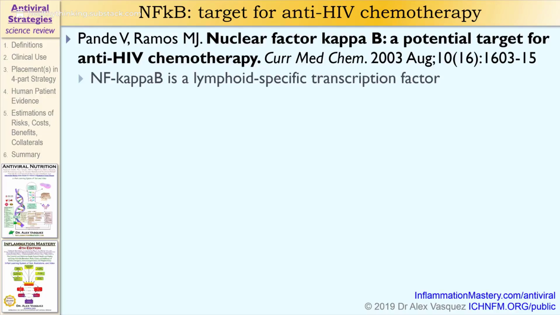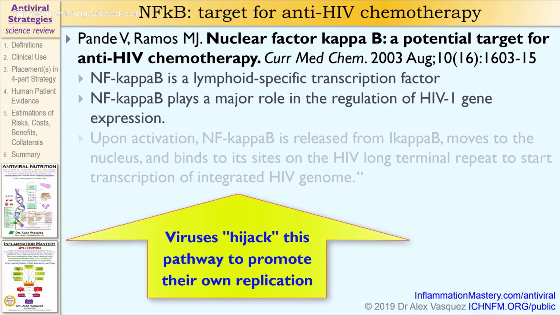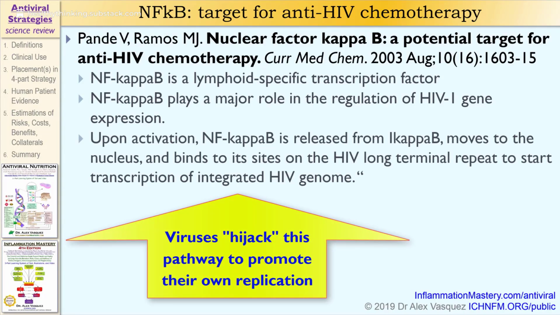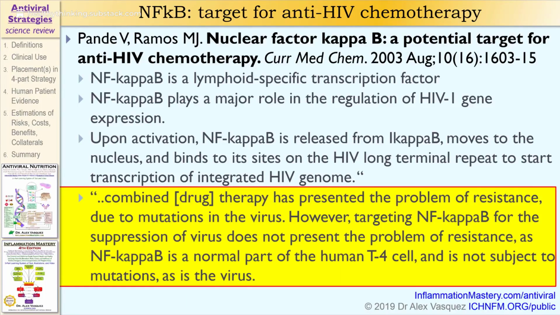So again, NF-kappa B is a transcription factor critical to the expression of inflammation-related genes. NF-kappa B, as you can see here, plays a major role in the regulation of HIV gene expression. Upon activation, NF-kappa B is released from the inhibitor kappa B protein, moves into the nucleus, binds to its sites on the HIV long terminal repeat to start transcription of the integrated HIV genome.